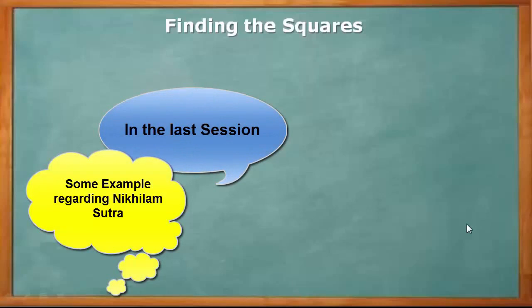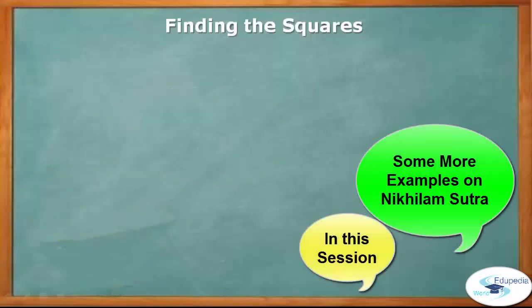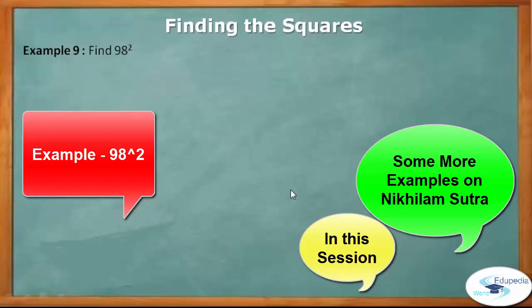This is Varun Ganga. Guys, in the last session we have seen some examples regarding Nikhilam Sutra, which is very helpful in finding the squares. And now in this session we are going to see some more examples regarding the same Nikhilam Sutra in finding the squares. So the example that I am going to take in this session is 98 square.